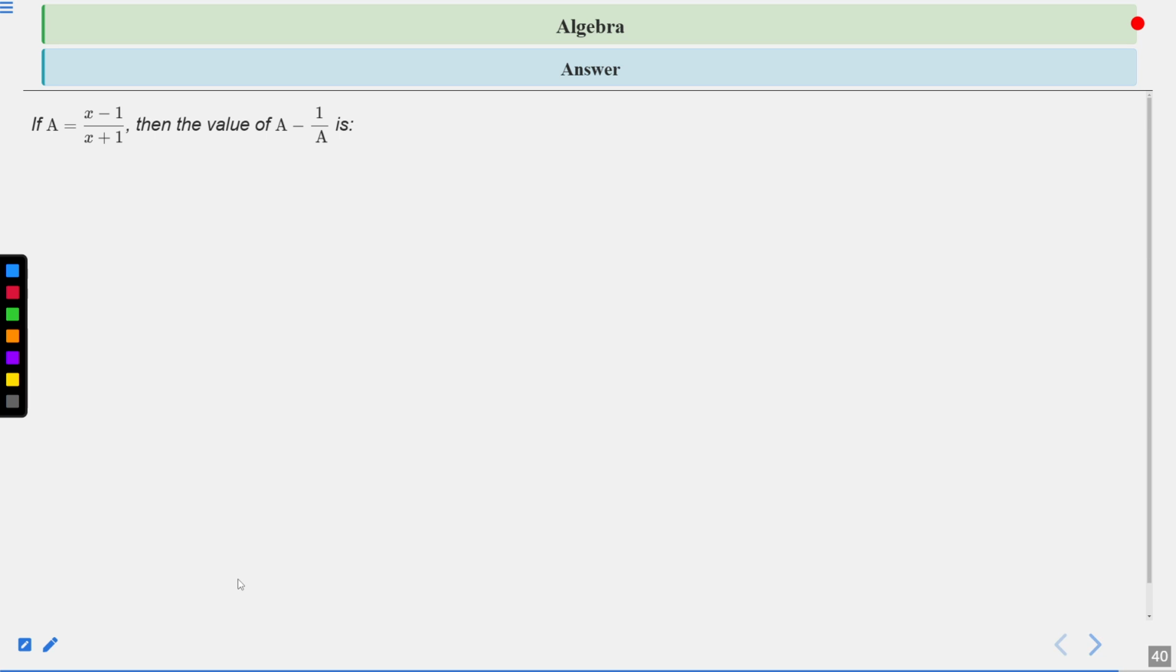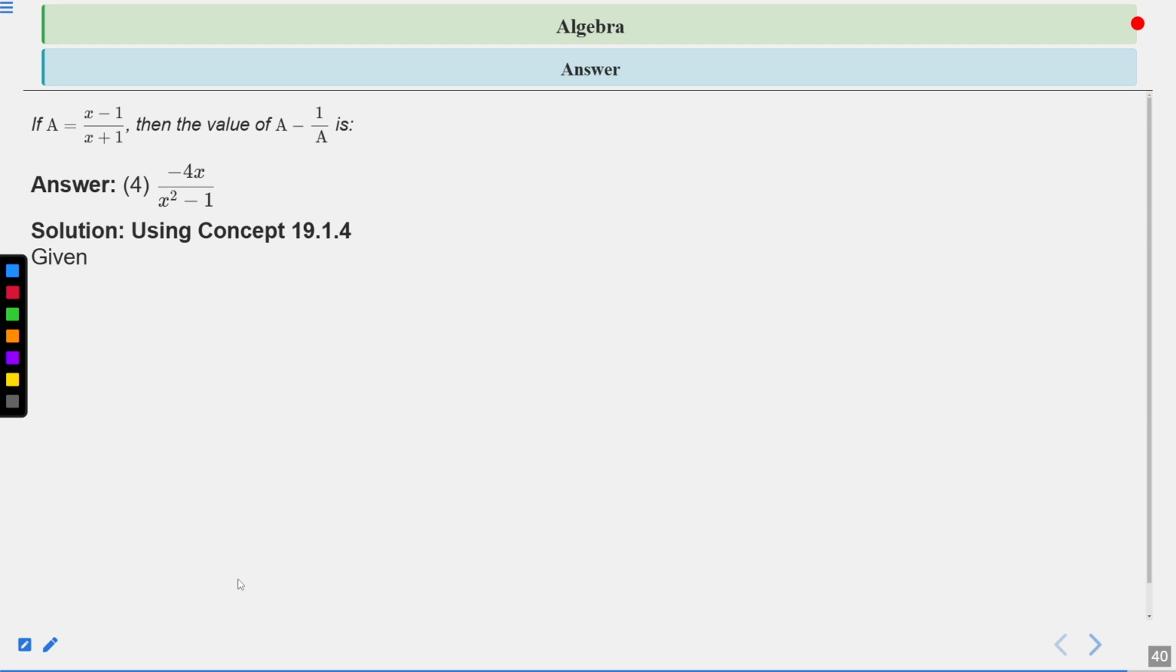So the question says that the value of a is given, which is x minus 1 upon x plus 1. We need to calculate the value of a minus 1 upon a. So the correct answer of this question is the fourth one, which is minus 4x upon x square minus 1. Now see the detailed solution using concept 19.1.4 in this question.